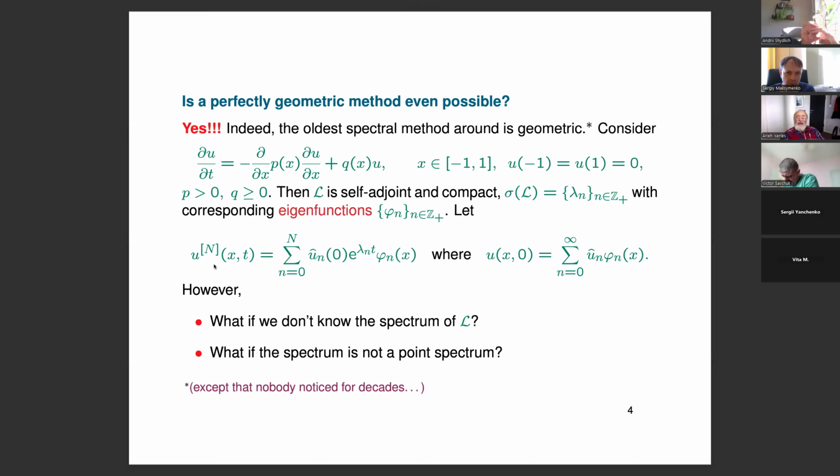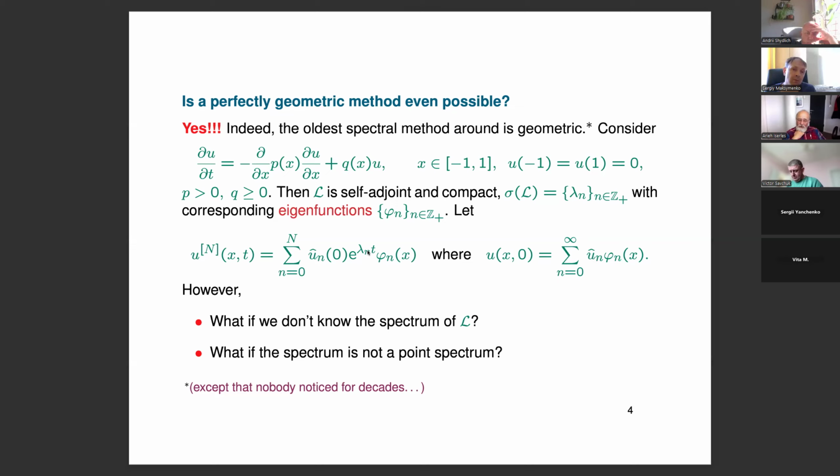And then the exact solution of the equation with this initial condition is written here. Simply, all it does is each mode is multiplied by e to the lambda n t. And this is the exact solution. And because it is the exact solution, it preserves all the geometric invariants of the equation automatically. This is a perfectly geometric method.